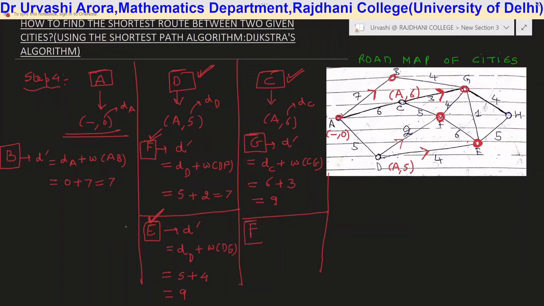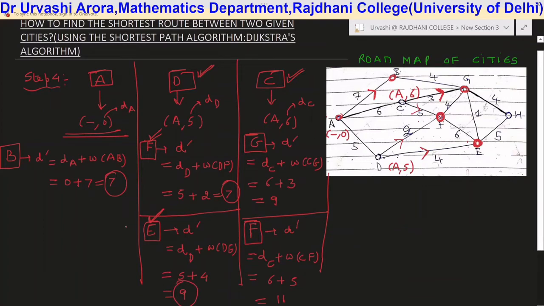And now the other adjacent unlabeled vertex corresponding to the labeled vertex C is F. So again we make the calculations for F. We calculate the D dash for F. So D dash is going to be DC, the distance travelled till C, plus the weight of the edge CF, because we'll be following the edge CF to move from C to F. And DC as usual is 6, and the weight of the edge CF is 5. So 6 plus 5 is 11. So these are the D dashes that we have obtained so far: 7, 7, 9, 9, and 11. These are the D dashes that we have obtained in this step.